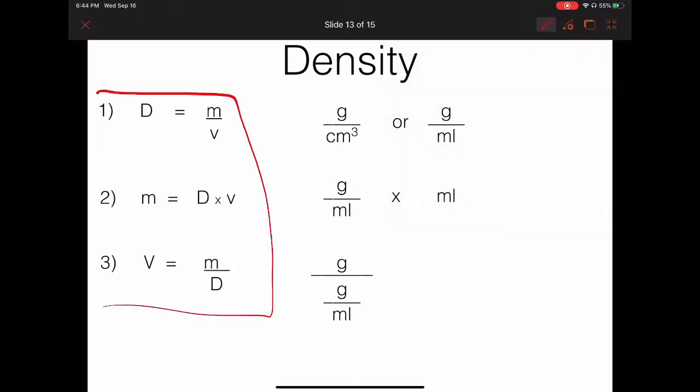If you're asked to solve density, you're going to use equation 1. If you're asked to solve for mass, you're going to use equation 2. If you're asked to solve for volume, you're going to use equation 3. You can memorize the equations if you want to, but I don't want you to focus on memorizing. I want you to focus on actually learning how to manipulate an equation to solve for an unknown variable.